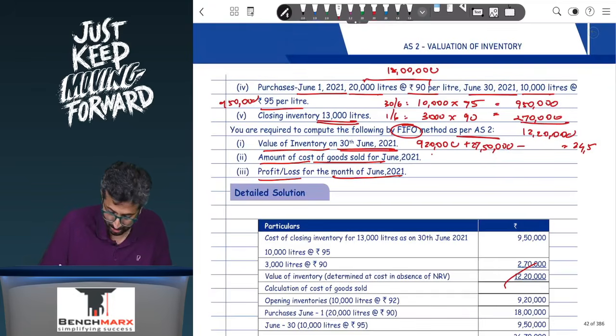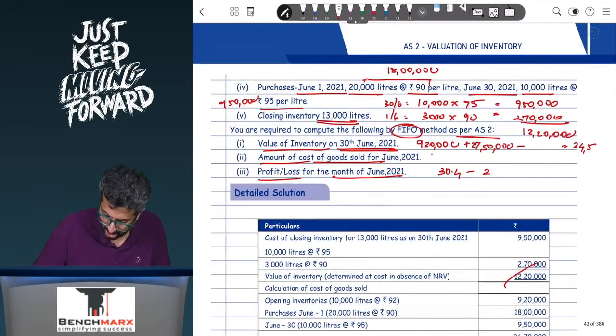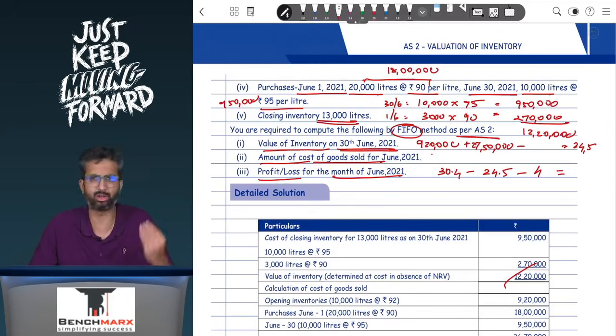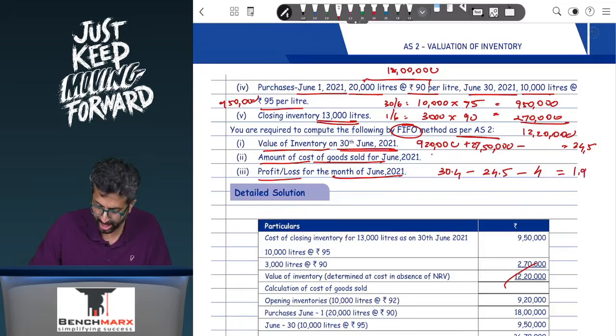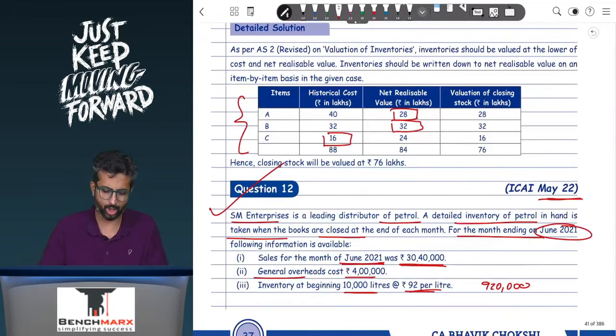And profit or loss for the month. So profit will be sales. Sales was 30.4 lakhs minus COGS, which is 24.5 lakhs, but COGS will not include general overheads, and hence I'll have to separately deduct general overheads, because general overheads are generic, they're not a part of the cost of the inventory, and hence I will get approximately a profit of 1.9 if I'm not wrong. That is right. So these are the questions for AS2.